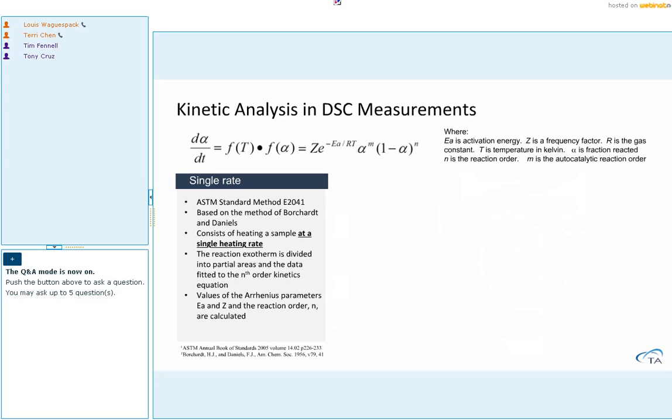DSC analysis is also used to study the kinetics of curing reactions. Here, I'm going to list some of the most commonly used kinetic analysis models. The simplest kinetic model people usually use is called the Borchardt-Daniels model, which is described in ASTM E2041. This method only uses a single heating rate data set to calculate the reaction order and activation energy. So it is fairly easy and quick. This method works reasonably well with some simple first-order reaction systems.